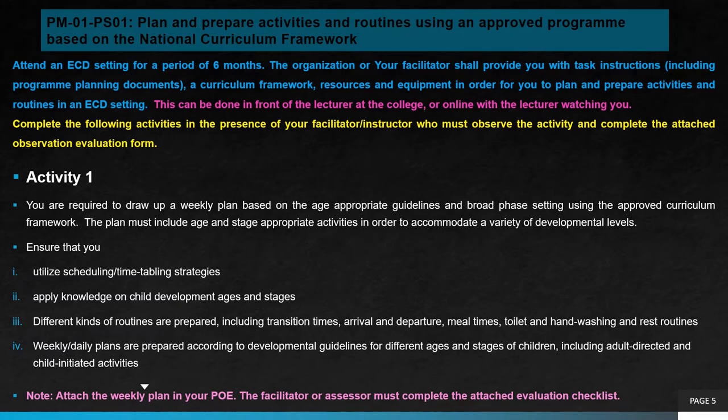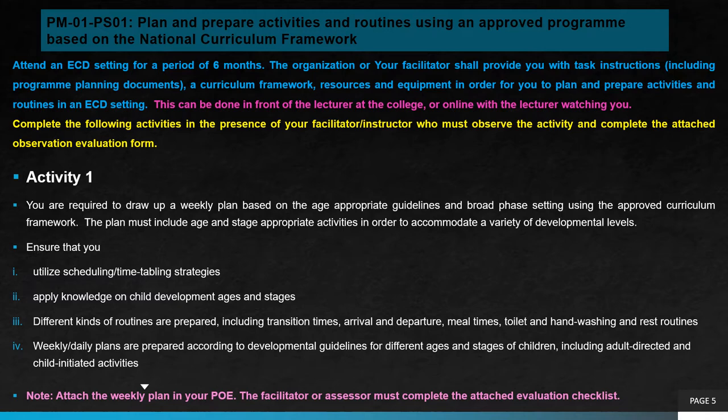Now, it says here, we have to attend an ECD setting for a period of 6 months, all right? So we have to ensure that for 6 months at least, we are working in a school situation, at a daycare center, at a play group, or whatever activity is needed to be able to assess the children. Practical modules, which we have to understand, do not have to take place in the workplace. Practical modules can be done by yourself in front of your tutor, or you can do that by filming yourself and then presenting it to the tutor.